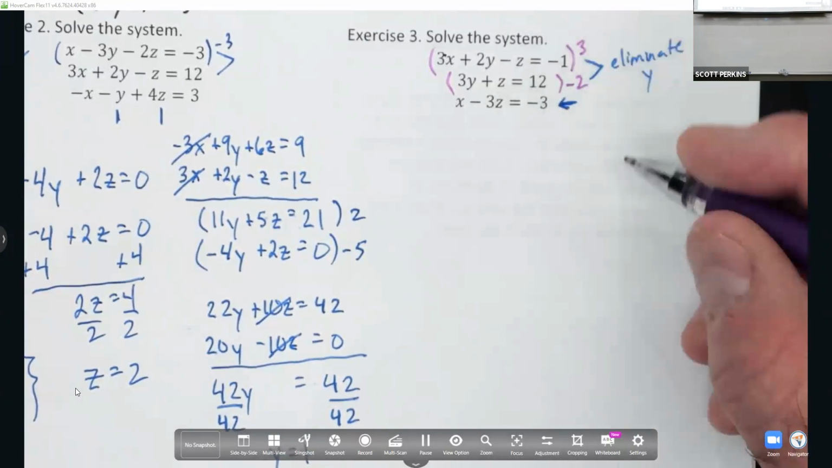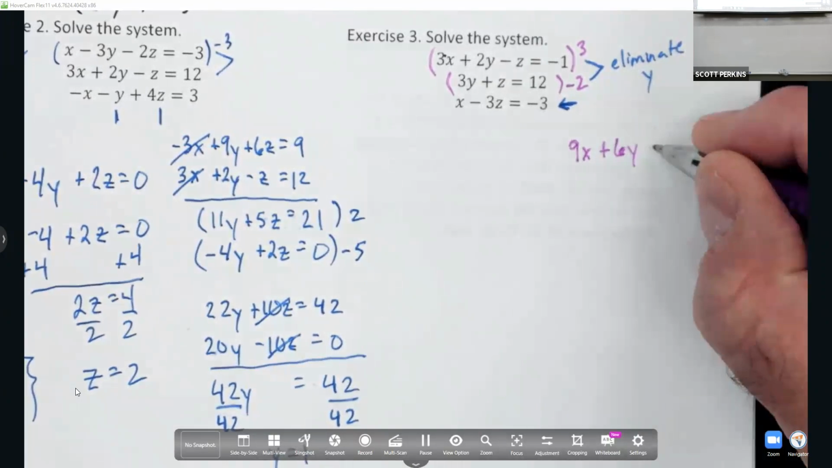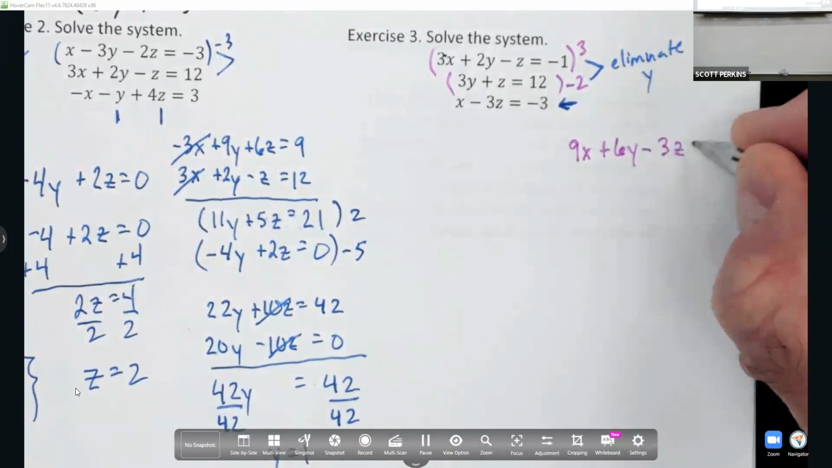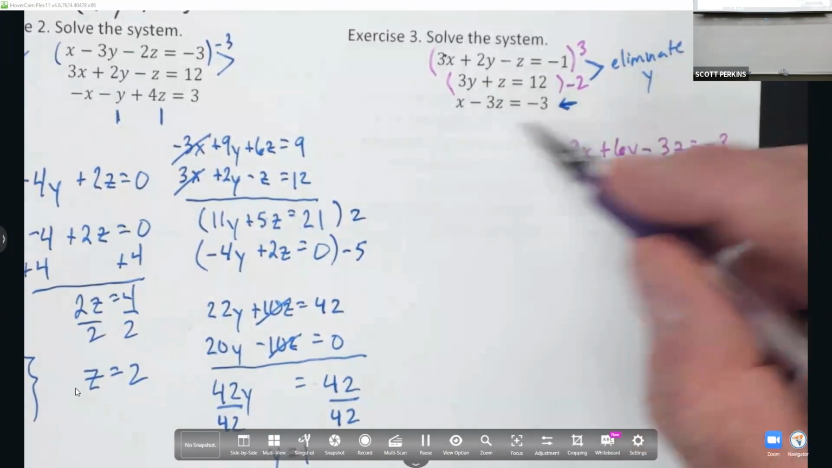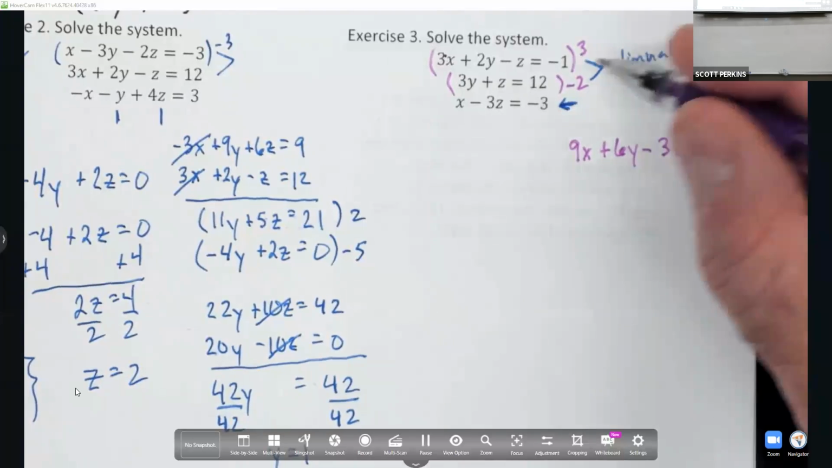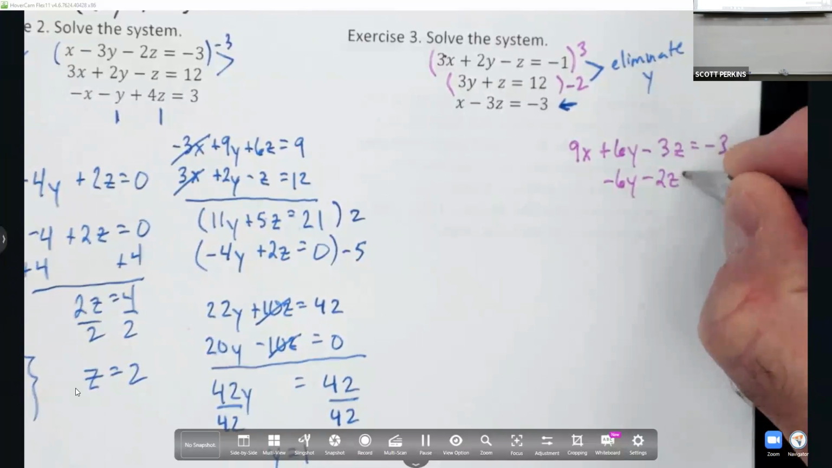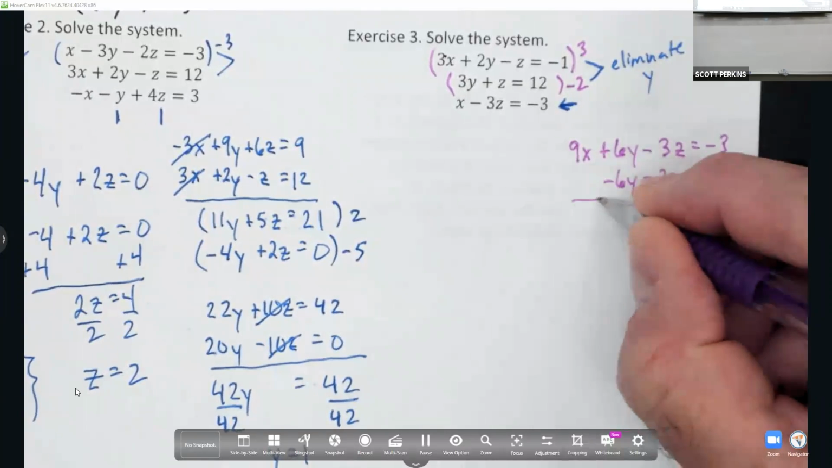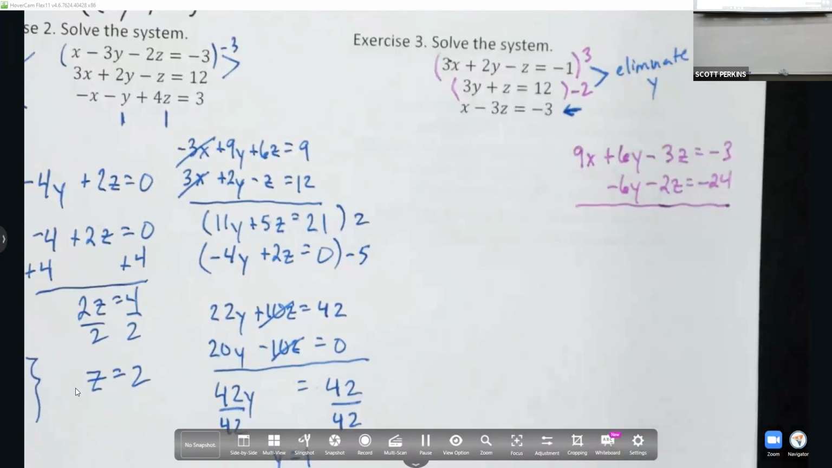So when I multiply the top one by 3, I get 9x plus 6y minus 3z is equal to -3. The bottom equation, notice there's no x in the bottom equation. That's okay. I have -6y minus 2z is equal to -24. A very helpful thing if you've never solved systems of 3 equations, which I'm assuming you haven't, that's why I'm mentioning this. Keep everything lined up real nice.